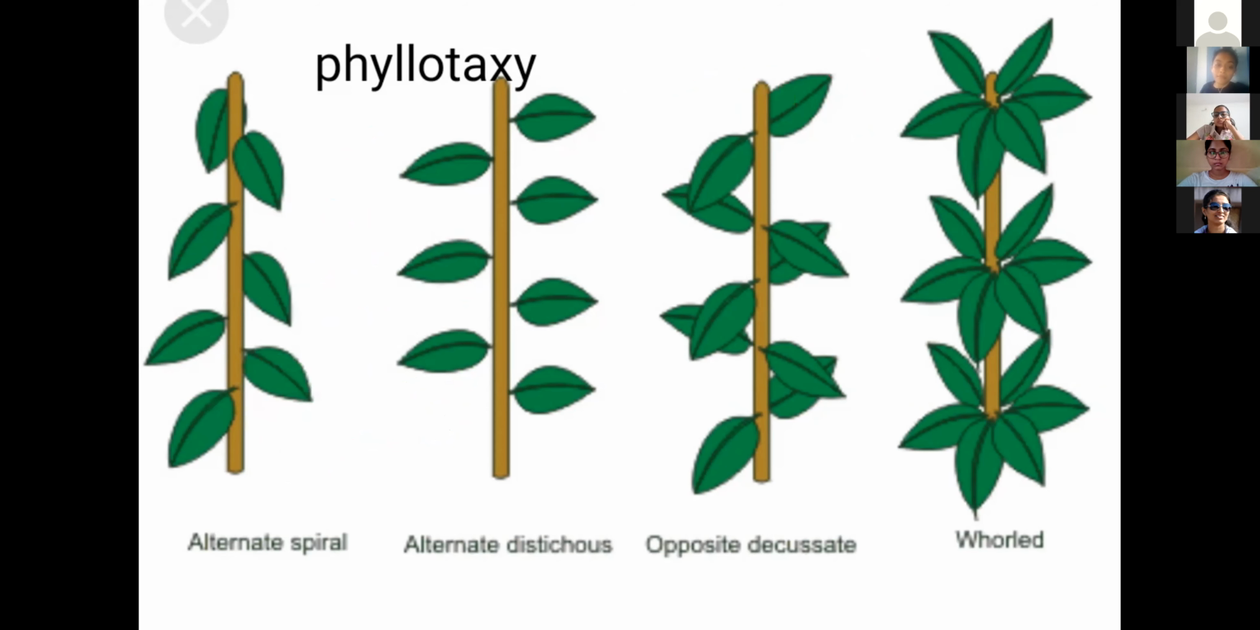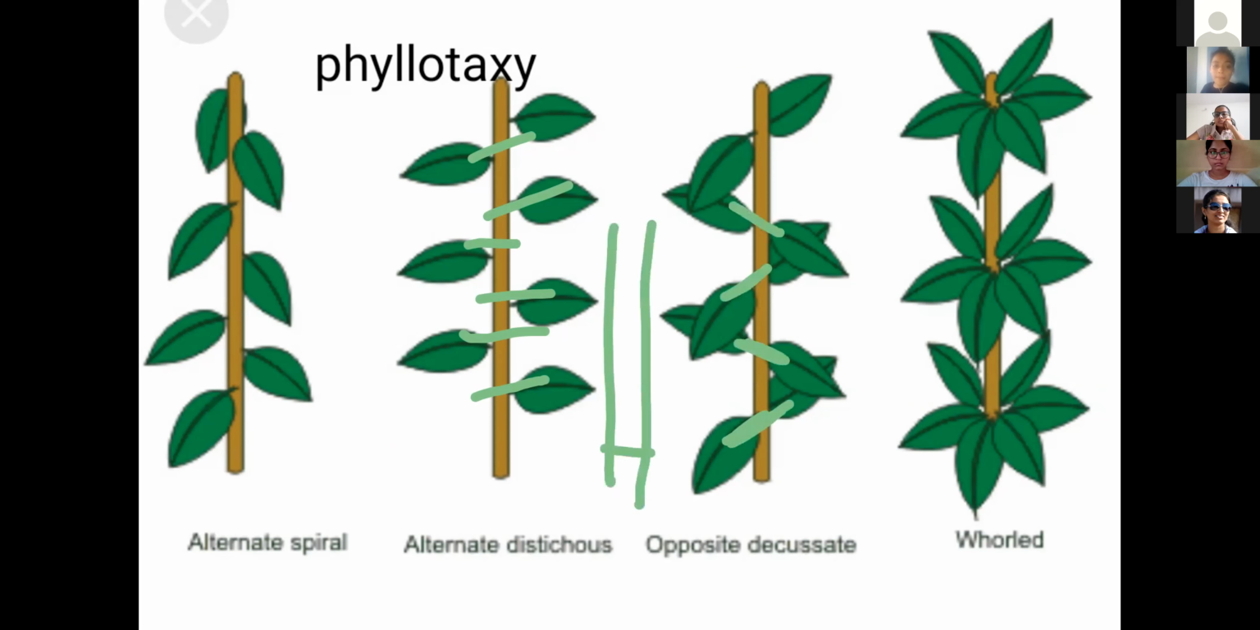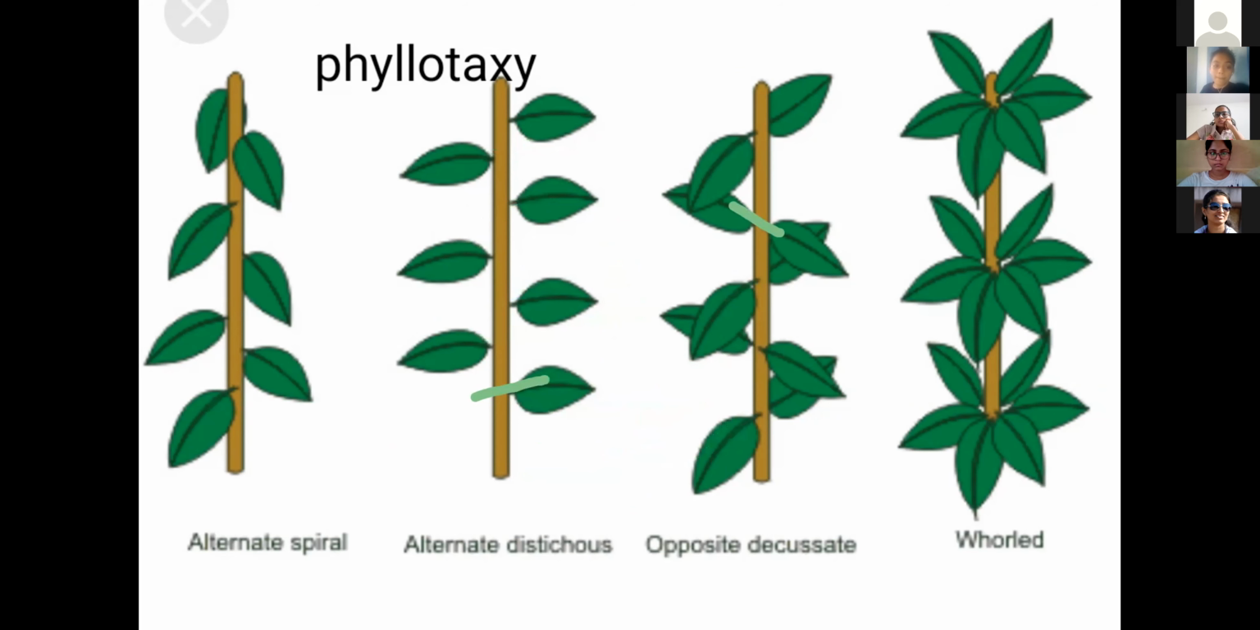Second type of phyllotaxy we call opposite. First we discussed alternate. In alternate, at each node a single leaf is there. In opposite, at each node two leaves arise. This is the stem axis, and over here two leaves are there. So if two leaves at each node, we call it opposite phyllotaxy. Single leaf on each node we call alternate phyllotaxy.